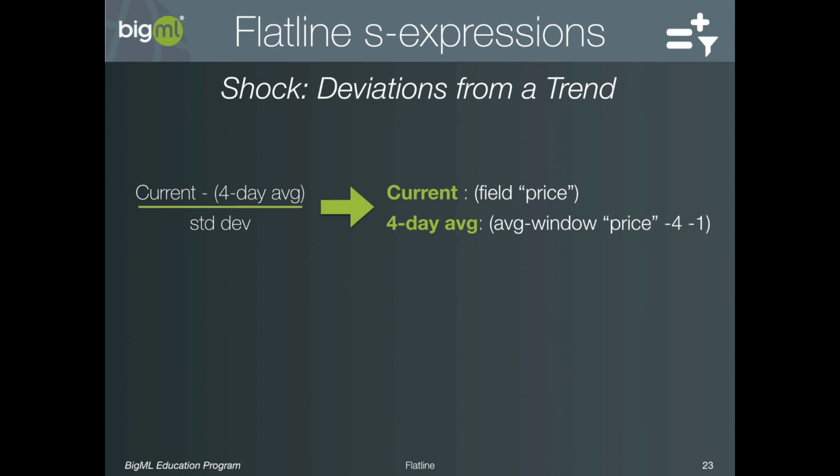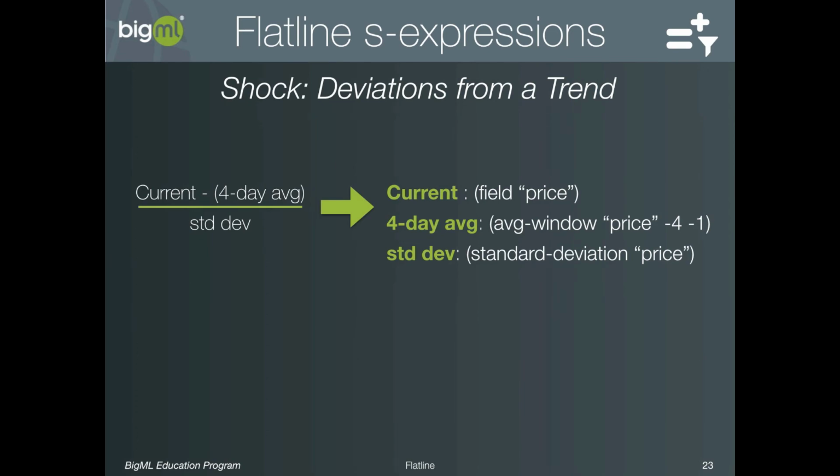is again the price. The second input is the row to start from, which we have specified here as starting from -4, meaning 4 rows before the current row. And the third option is the last row to include in the average, which is -1, or the row immediately before the current row. Flatline also has a built-in standard deviation function that we can use directly.